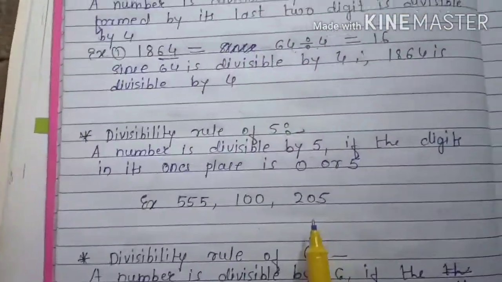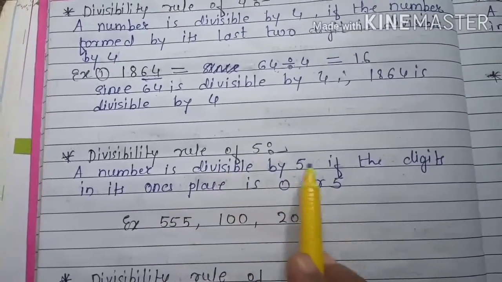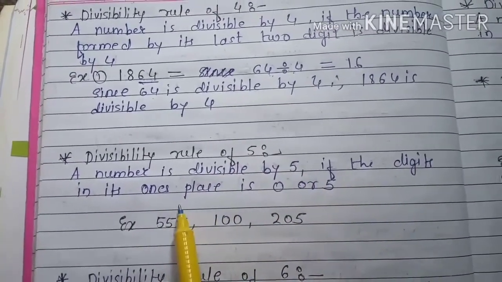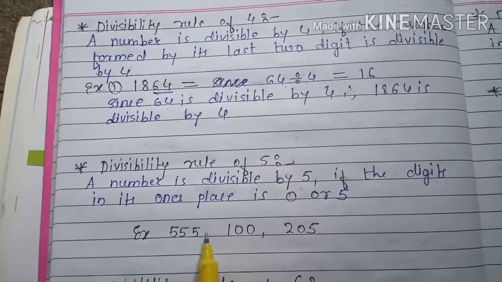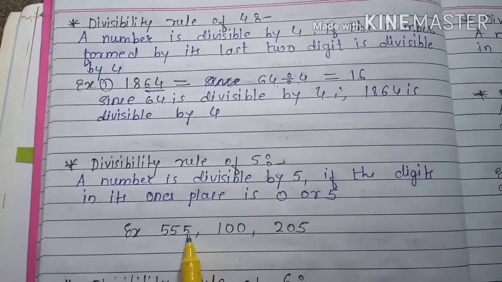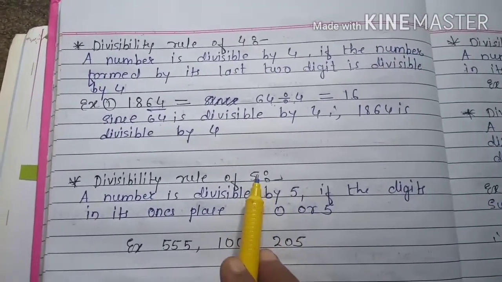The next rule is the divisibility rule of 5. A number is divisible by 5 if the digit in its ones place is 0 or 5. So here you have to see the ones place. In the ones place it should be 5 or 0. Then the number is divisible by 5.